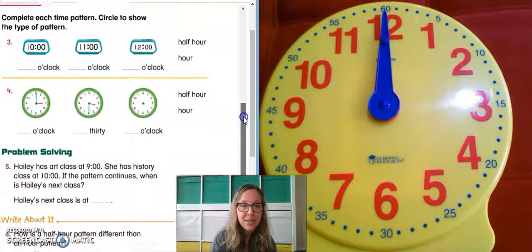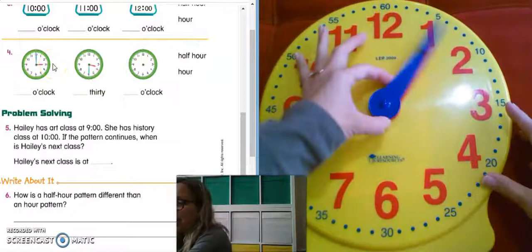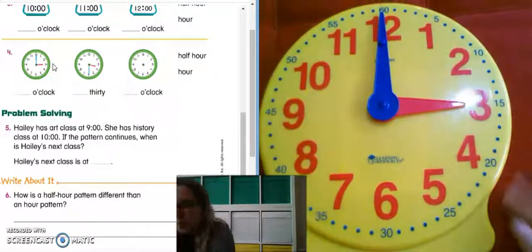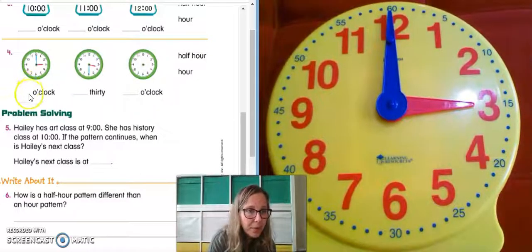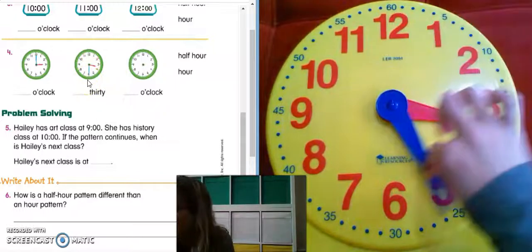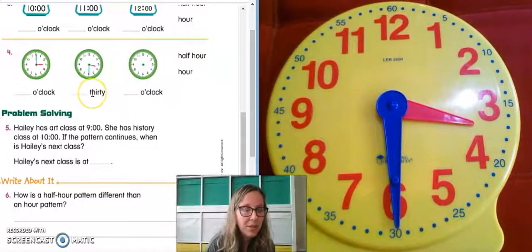Now let's look at these analog clocks here. The first one is 3 o'clock. So let me set my clock to 3 o'clock. Okay. And we can put 3 there for 3 o'clock. Now this next one, our hour hand is between the 3 and 4, and our minute hand is straight down. So now we are looking at 3:30. So you can put your 3:30 there.